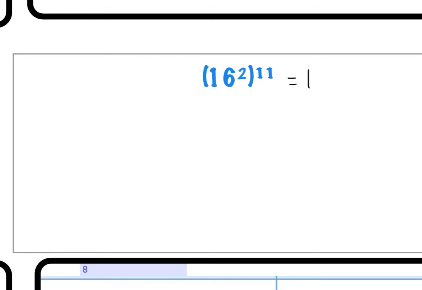And if you paused it and tried it out, hopefully you did, your answer should have been 16 to the 22nd power.